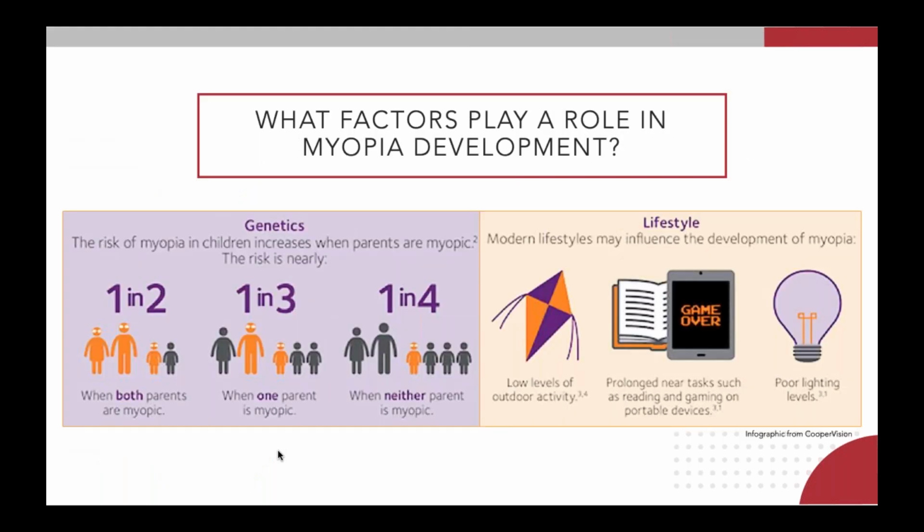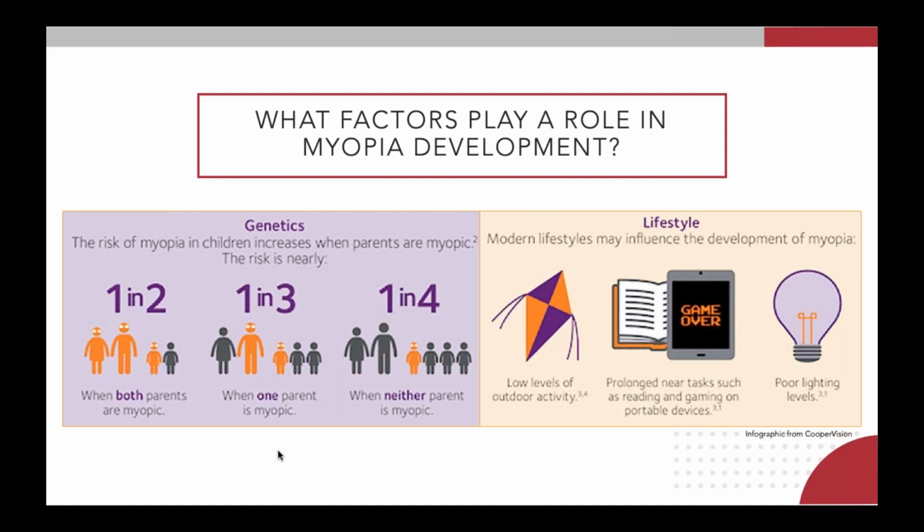So what factors play a role in myopia development? Well, there's genetic factors and there's lifestyle factors. So if both parents are myopic, you have a 50% chance that the kid's going to be myopic. Just one parent's myopic, there's a 33% chance. And if neither parent's myopic, there's still a 25% chance the kid's going to be myopic.